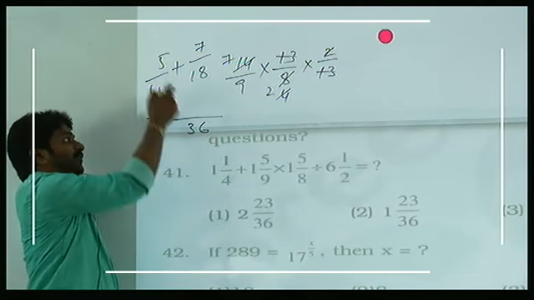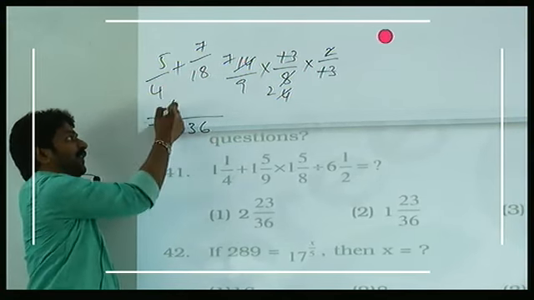4 9 times 9 5 45. 2 times which is 14. 59 by 36. 123 by 36.